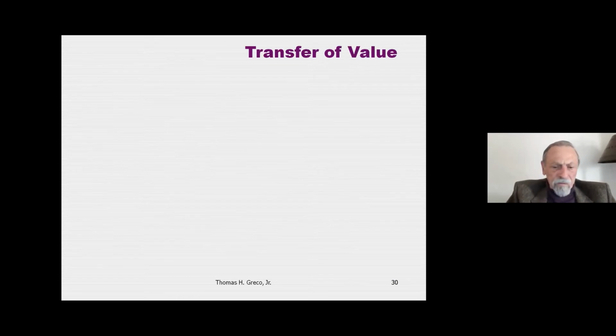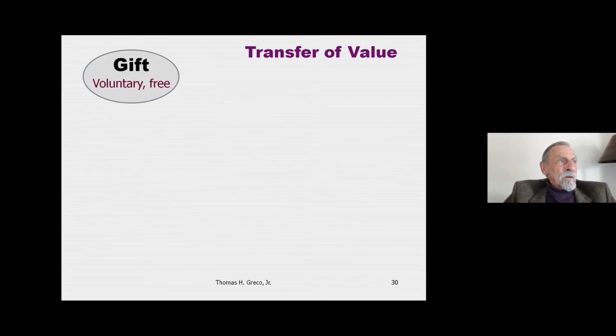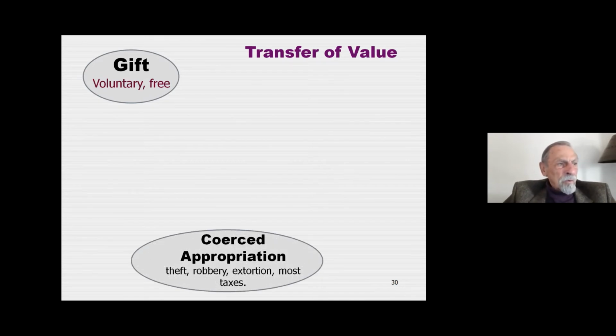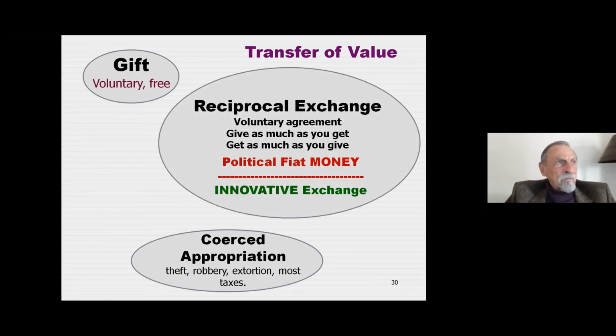So when you look at how we transfer value, basically there are three ways. There's the gift. I give you freely and don't expect anything in return. There are coerced appropriations where I'm forced to give up value either by taxation, theft, or robbery. Or we have the main area, which is called reciprocal exchange, where you expect to get as much as you give and give as much as you get. So relying on political fiat money for reciprocal exchange, we end up with a leaky bucket because of all the drains that are built into the political fiat money system. We need to have innovative mechanisms of exchange that do not have those exploitative drains built in.